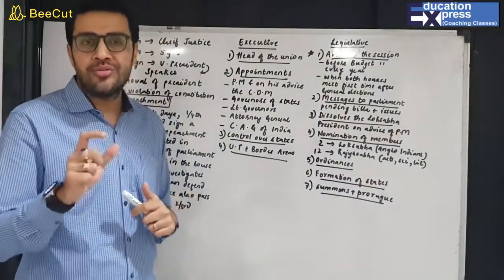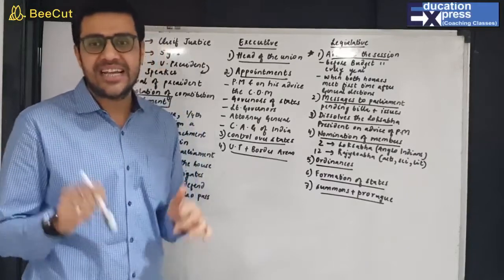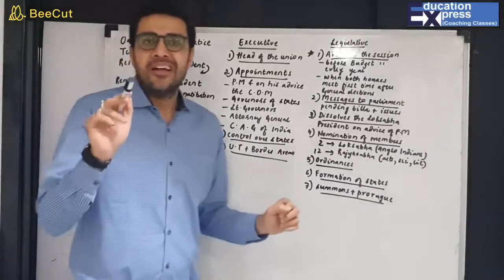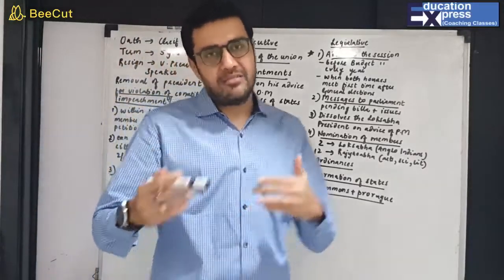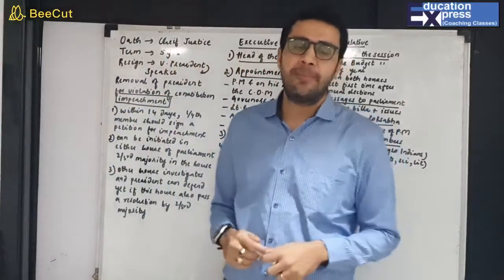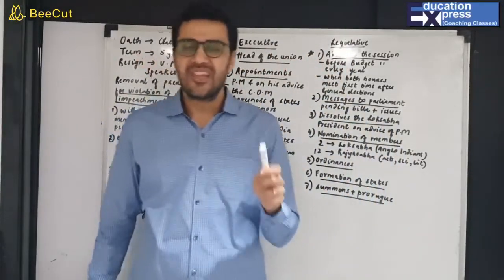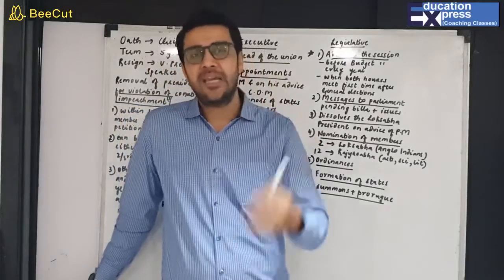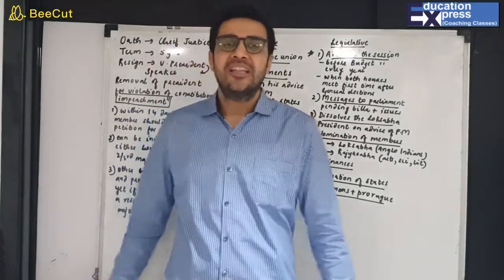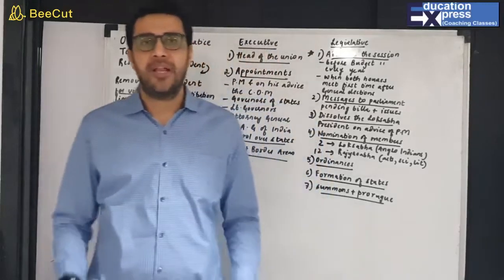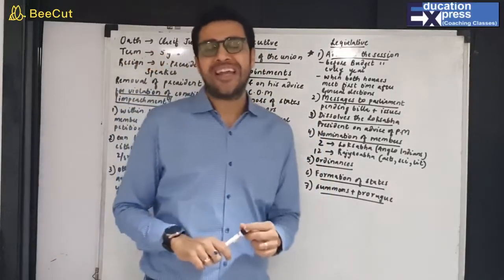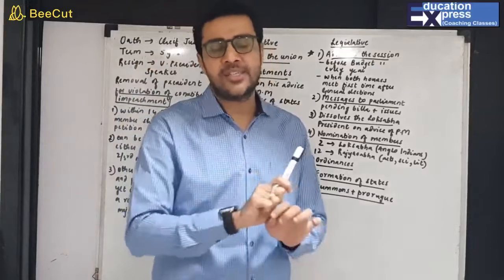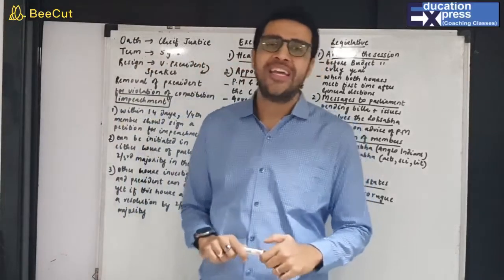Now we move on to the next answer. This will be the last answer for this video. In the other part, the continuation will be there. Judicial powers of the President. Give the judicial powers of the President. 3 points, 3 marks. First point, the President is not answerable before any court of law in India.